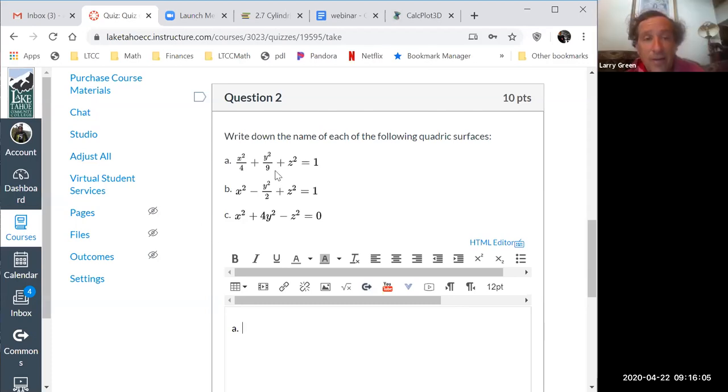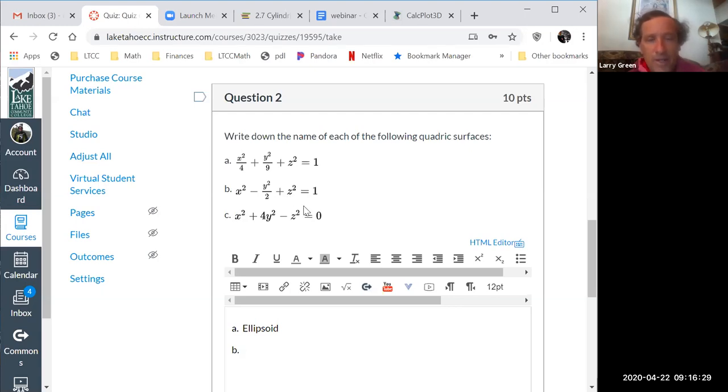Because notice if you erase the z, then you get an ellipse. If you erase the y, you get an ellipse. If you erase the x, you get an ellipse. Erase meaning set equals 0. Look at the trace in the two things. There's an ellipsoid. Any questions at all on part A? Okay, how about part B?